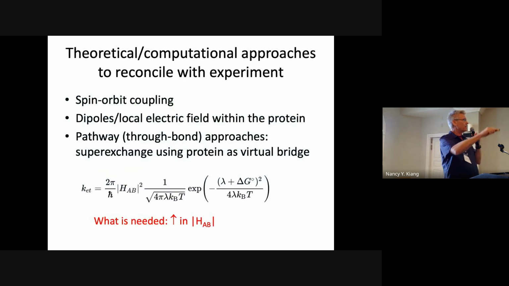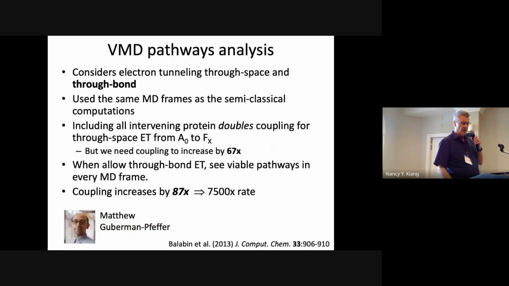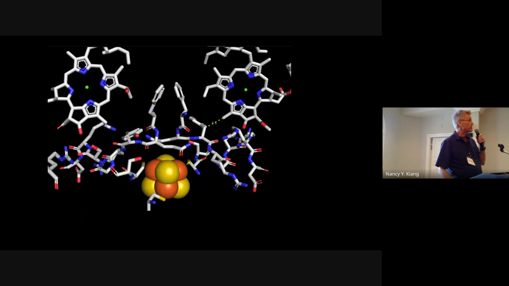And here's the thing. I'm not going to go through all these methods, but we can change delta G all you want, but you really need to affect the coupling. And the only way we could do it was to consider superexchange using the protein as a virtual bridge, using basically the higher energy orbitals as a bridge between. And that can give us a coupling increase of about 87, which is proportional to the square. That gives us the 3 to 4 orders of magnitude.